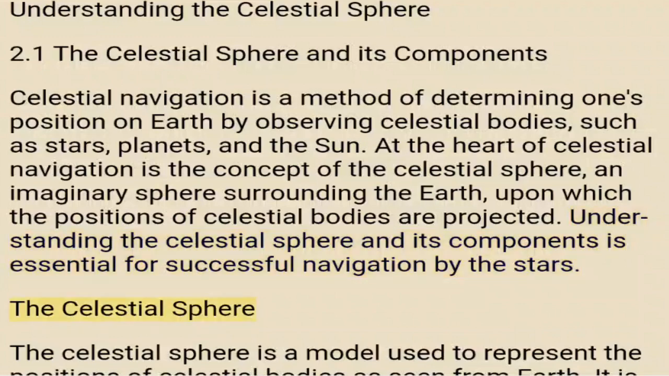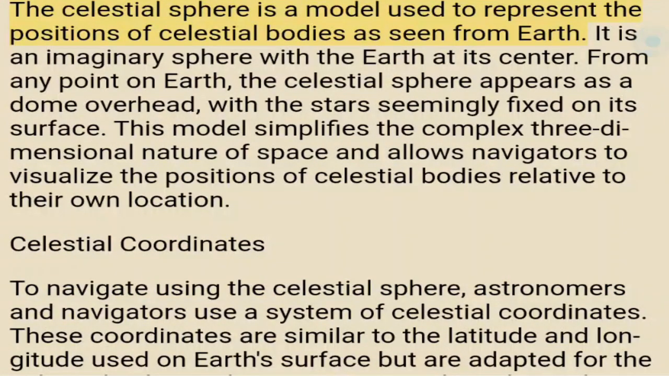The celestial sphere. The celestial sphere is a model used to represent the positions of celestial bodies as seen from Earth. It is an imaginary sphere with the Earth at its center. From any point on Earth, the celestial sphere appears as a dome overhead, with the stars seemingly fixed on its surface. This model simplifies the complex three-dimensional nature of space and allows navigators to visualize the positions of celestial bodies relative to their own location.